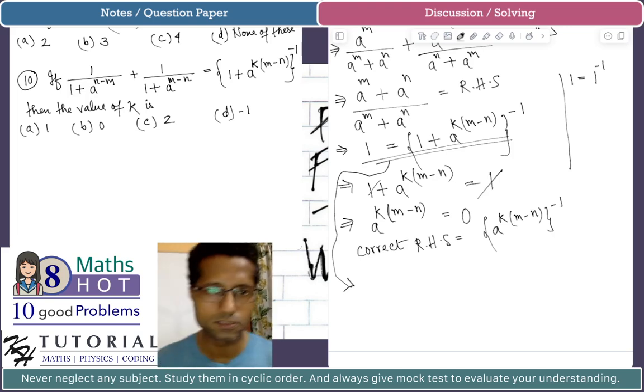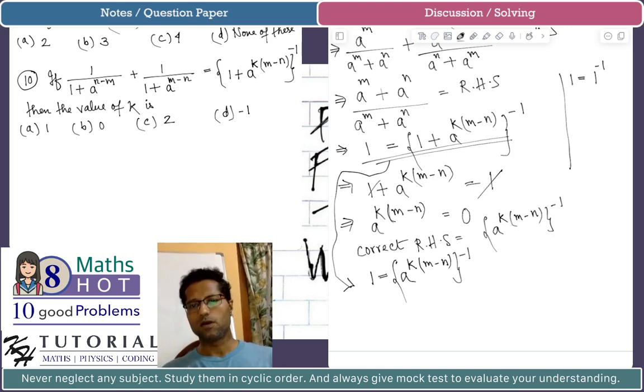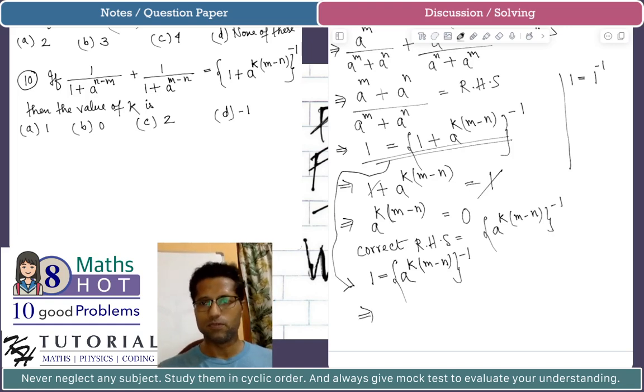In the given equation the left hand side expression is coming to be 1, that is fine. So we are getting 1 equal to a to the power k into m minus 1, this whole raised to the power minus 1. And as I said, the reciprocal of 1 is 1. So from this we can say that a raised to the power k into m minus n is equal to 1.